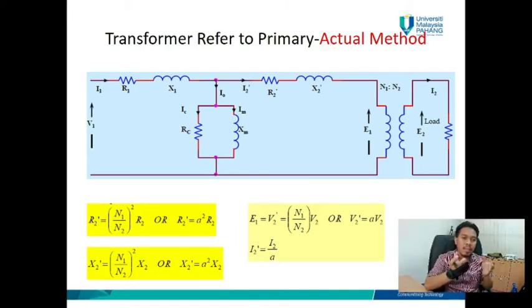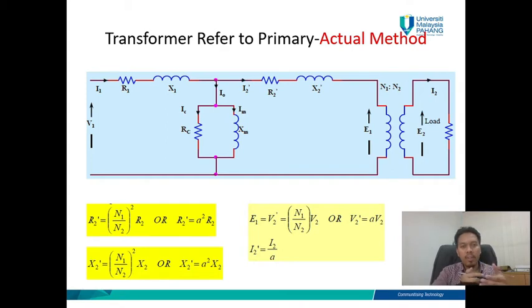The equivalent circuit of the transformer is very useful to analyze transformer parameters such as impedance and reactance in the coil, or winding, and also to analyze the parameters in the core of the transformer. So basically, to analyze the transformer parameters, we can simplify the equivalent circuit of the transformer, referred either to the primary or secondary. To simplify the circuit, we can use the actual method or the approximate method.